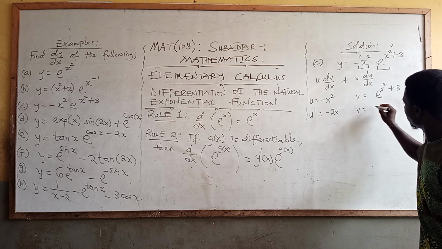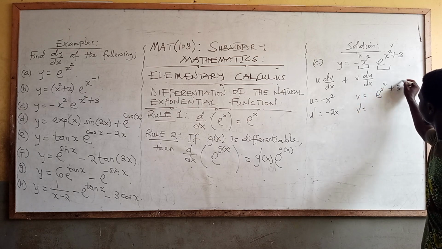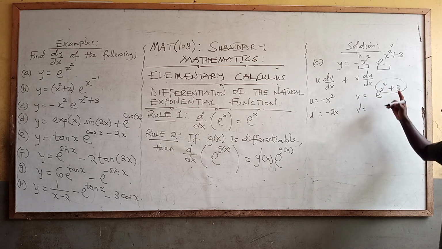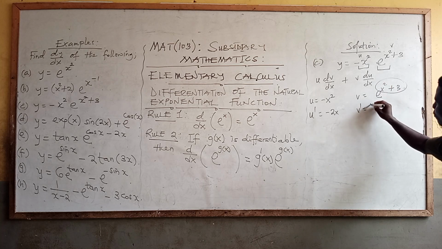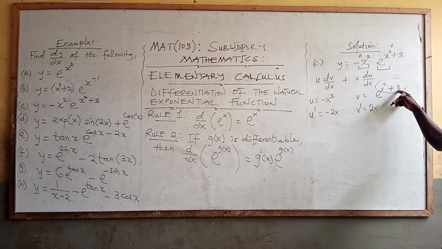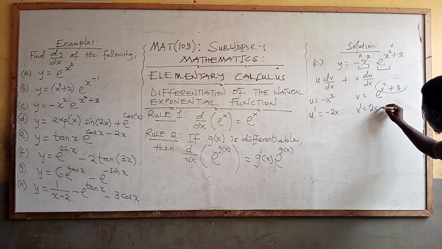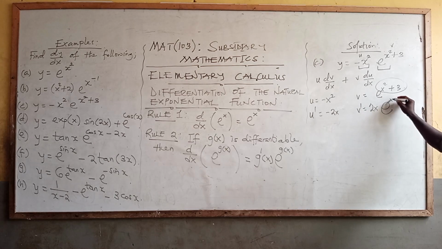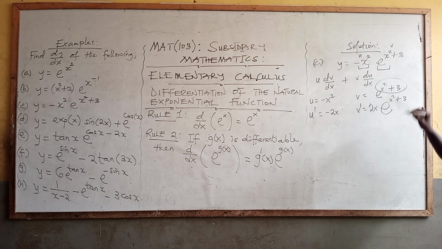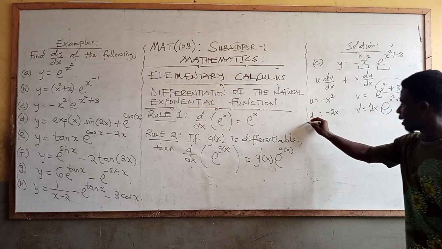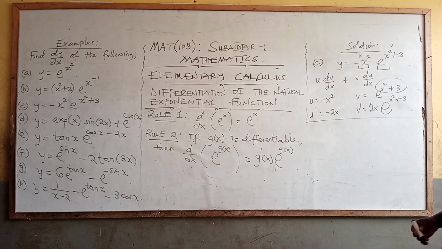We said that you take the power, then you differentiate. So let's differentiate the power. We get 2x, right? The constant is 0. Then you multiply it by the exponential back again. So we get 2x e to the power x squared plus 3. Then we substitute that into our formula.